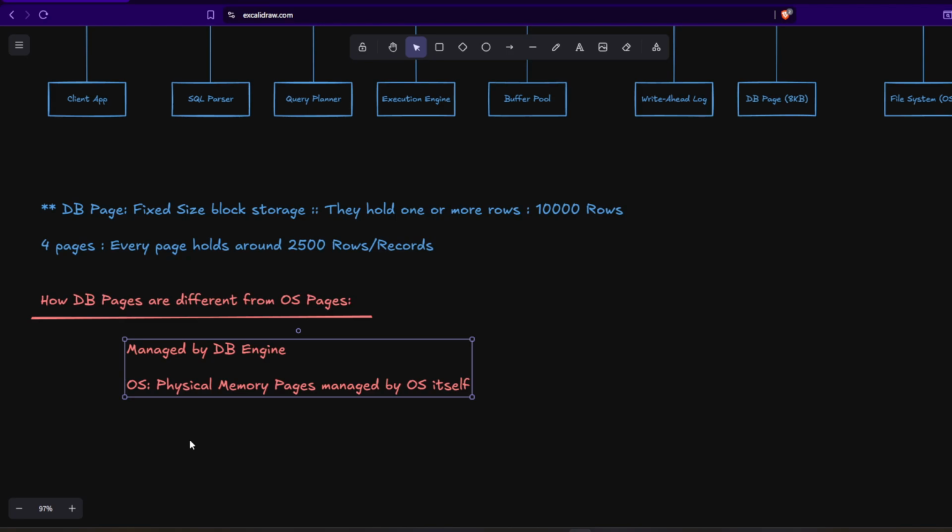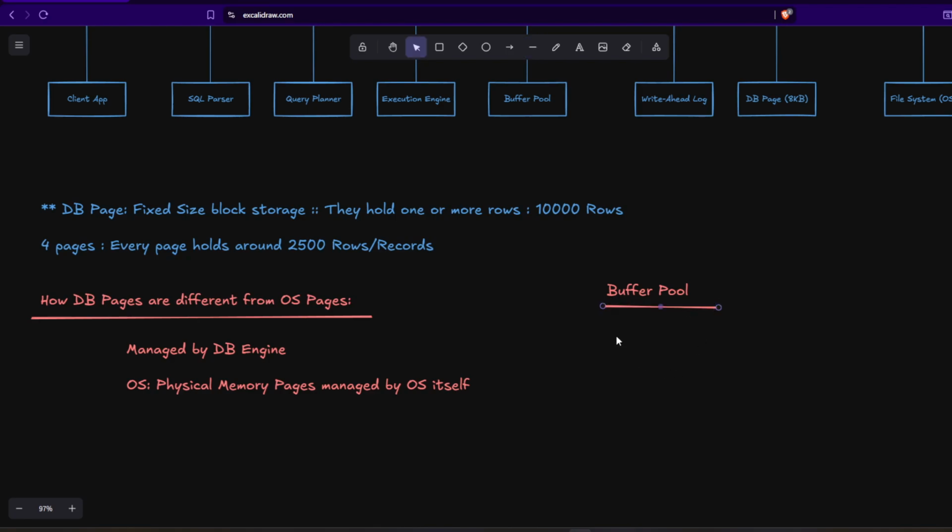When a DB engine needs a page, it first looks into the buffer pool. Now you might be wondering, you have introduced one more jargon called buffer pool. So what exactly is a buffer pool? Let's understand. A buffer pool is nothing but a cache for the DB engine.